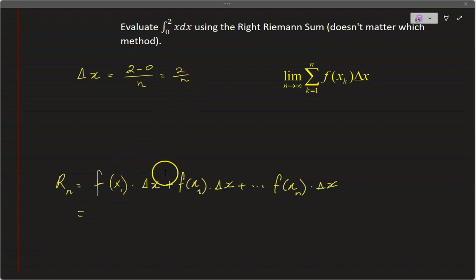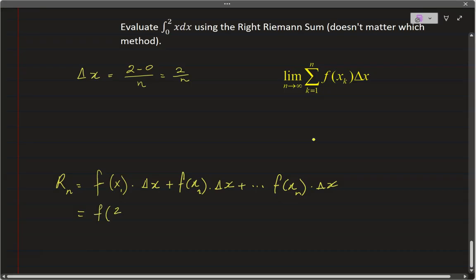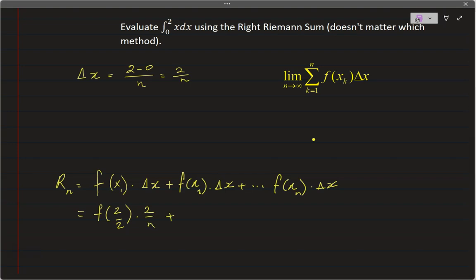And then it increases by 2 over n, partition after partition, all the way, and we're going to write it up. The way you write it is f of 2 over n times 2 over n, plus the next one will be f of 4 over n times 2 over n, plus, and you can see what is happening. And the last piece will be f of 2n over n, because we want to get 2, right? That's our upper bound, times 2 over n.